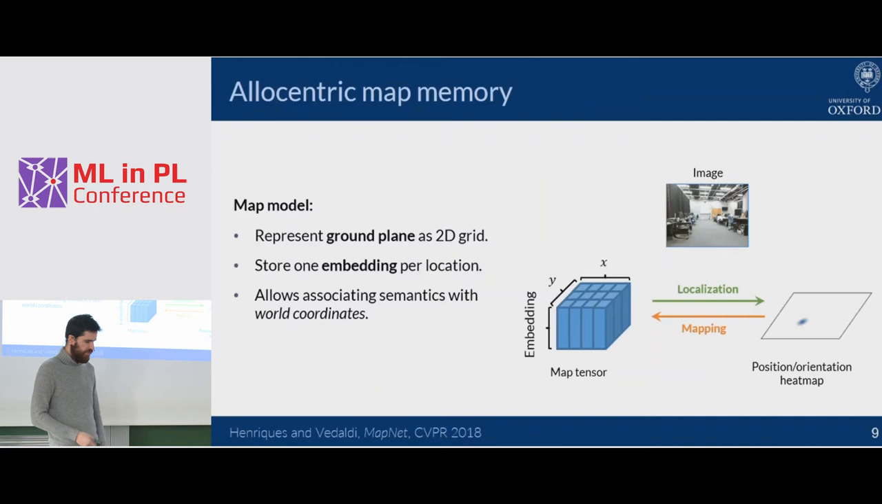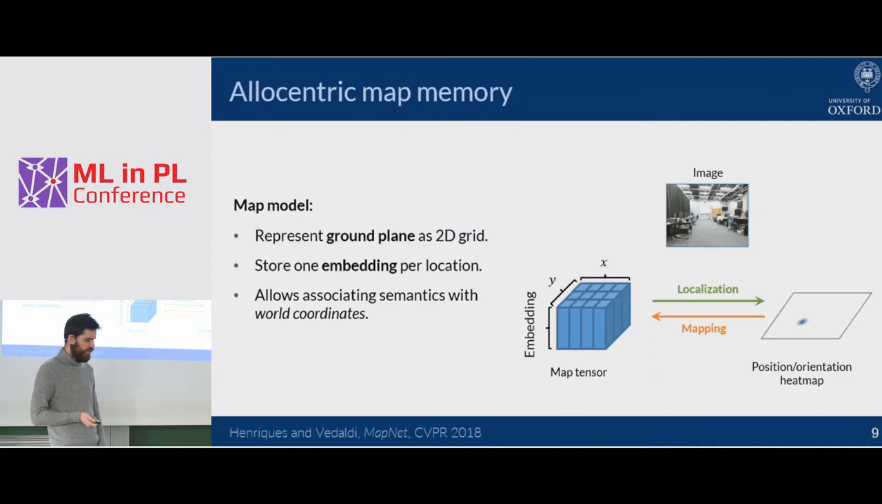And so given an image, you can perform localization by essentially reading from the map, accessing and seeing which locations on the grid have embeddings that look like the one that you're seeing in the image. That gives you your position or orientation, so knowing where you are. And then you can perform the inverse operation, which is writing, and that's mapping.